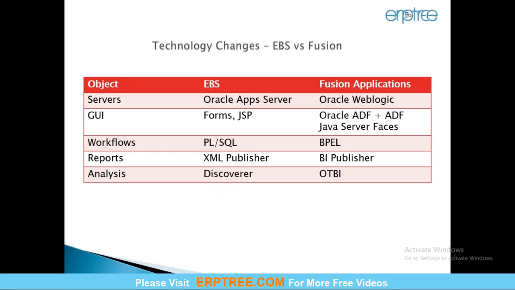So now we will discuss some of the technology changes. Now we will come to the core application and understand. What are the technology changes from EBS to Fusion? We will do a comparison here. When it comes to servers, in EBS we had Oracle App Servers. Now in Fusion we have Oracle WebLogic Server. That is how we have the difference in the server.